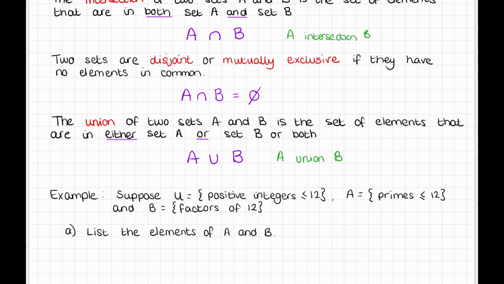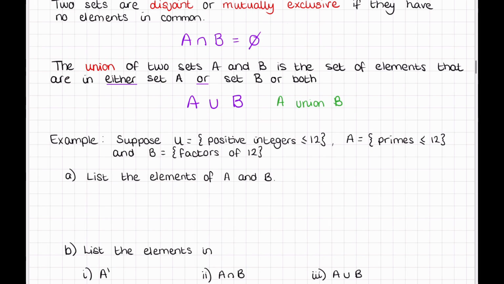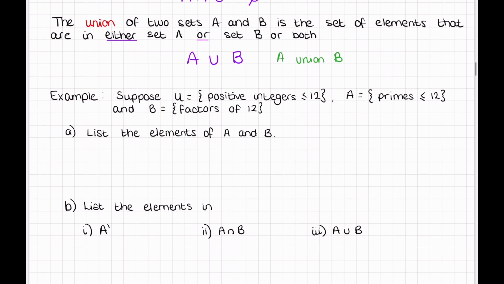And when we're looking at the union, we're looking at, is it in set A or set B, but also could be in both. Quick example, suppose our universal set equals positive integers less than or equal to 12. And if you are unsure what an integer is, it is a whole number. A is equal to primes less than or equal to 12, and B is factors of 12. First of all, we're going to list the elements of A and B.